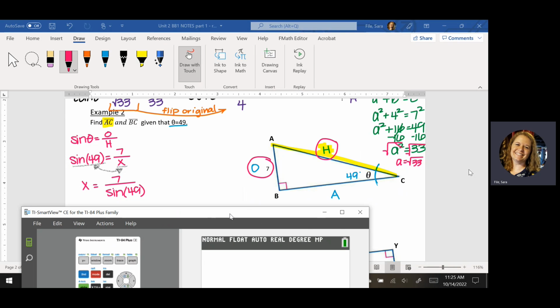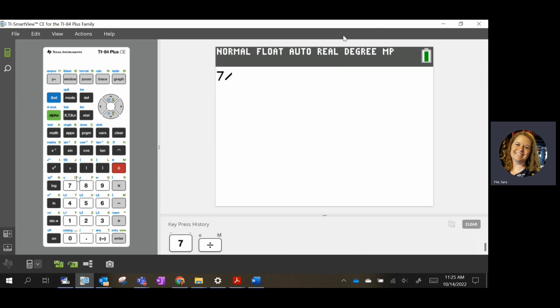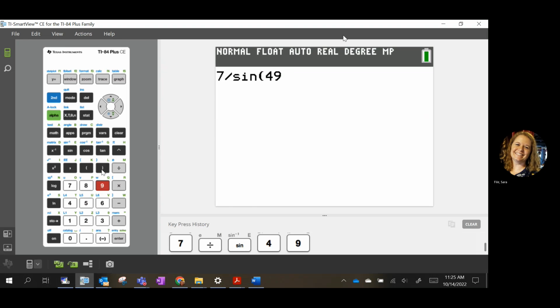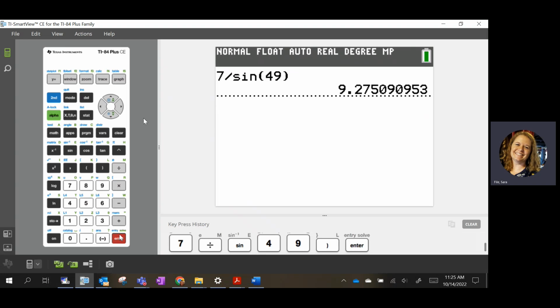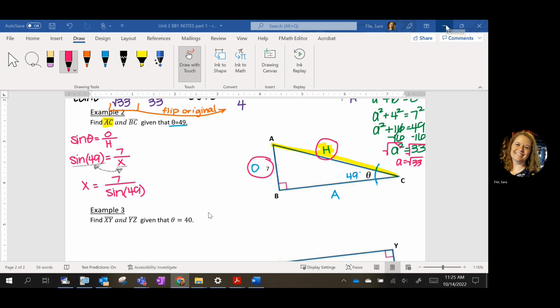7 divided by sine of 49. Whenever you hit sine, cosine, or tangent, a parenthesis automatically opens. So you have to close that then. And remember sine, cosine, and tangent are right here, just 2 rows above the top numbers. Okay, and then that is 9.28 approximately. We're just going to go to the hundredth spot. So 9.28. And that was side AC.